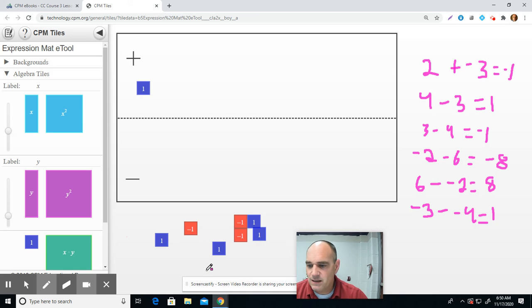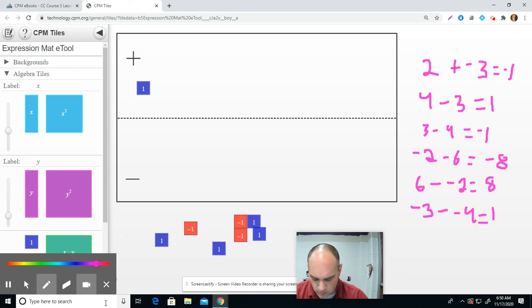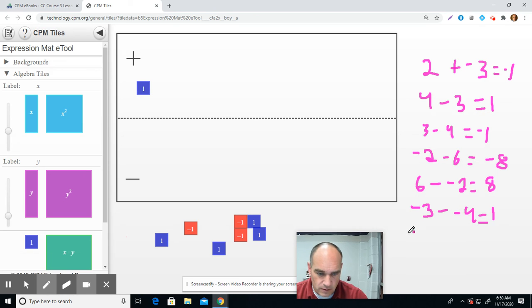All right, let's make this just a smidge harder. Let's put in 3 numbers. So how about this? Let's do a positive 2, combined with a positive 3 minus 4. All right, so let's set up our board.